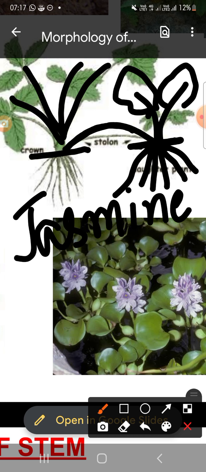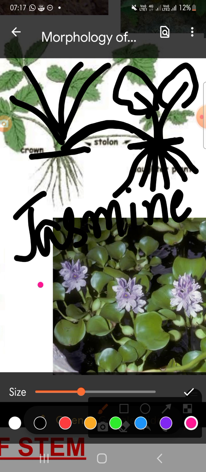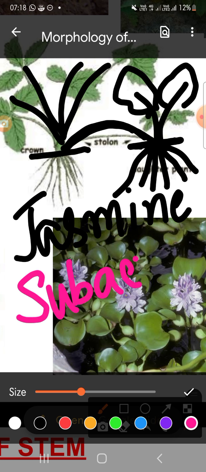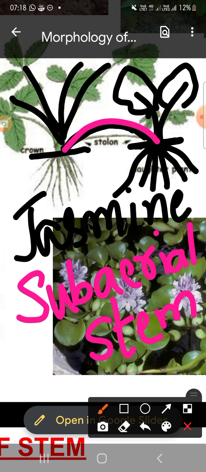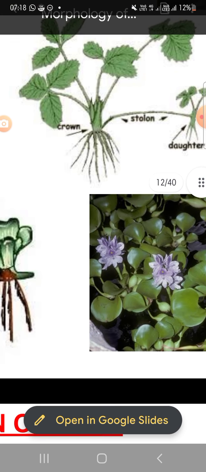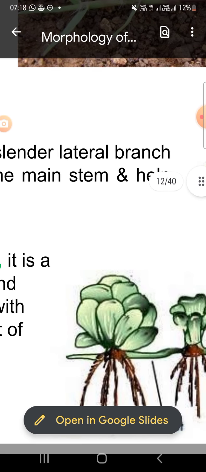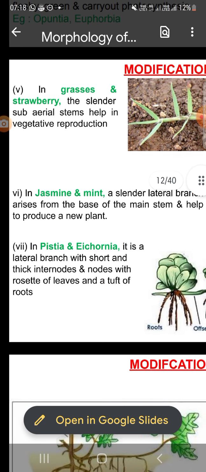We can also make the plant bend. As soon as you see the stem which is coming out, which we call a subaerial stem, you can bend it, we ourselves can bend it in this manner. Or even in natural conditions, as soon as it comes in contact with the soil, it starts developing the roots. Mint, we can see this. Jasmine, we can see this is happening.